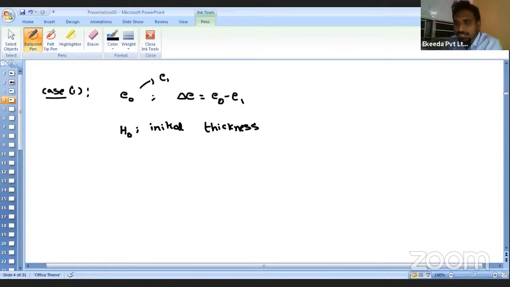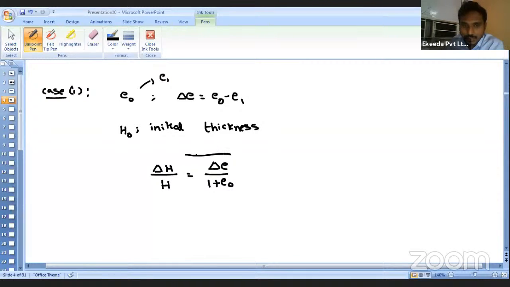So if H naught is the initial thickness, and if we know the initial void ratio, and also the change in void ratio, then we can find out the settlement by using the relation ΔH divided by H naught is equal to Δe divided by 1 plus e naught. So if we directly know the initial void ratio and change in void ratio, and the initial thickness of the soil, then by using this relation, we can simply find it out.